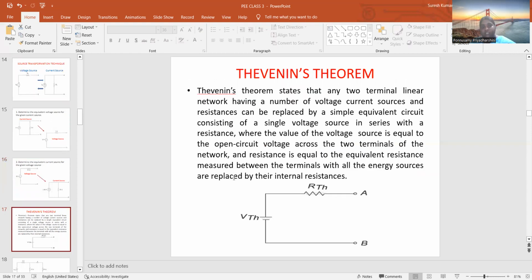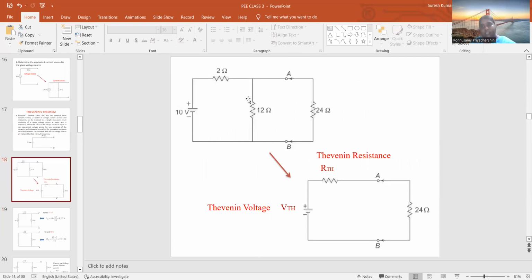Okay. The next is Thevenin's theorem. Thevenin's theorem states that, also for a linear network having a number of voltage and current sources, the network can be replaced by a simple equivalent circuit consisting of a single voltage source in series with a resistance, where the value of the voltage is equal to the open circuit voltage across the two terminals of the network, and the resistance is equal to the equivalent resistance measured between the terminals with all the energy sources replaced by their internal resistance. VTH and RTH. So here, VTH is nothing but Thevenin's voltage, and RTH is the Thevenin's resistance.